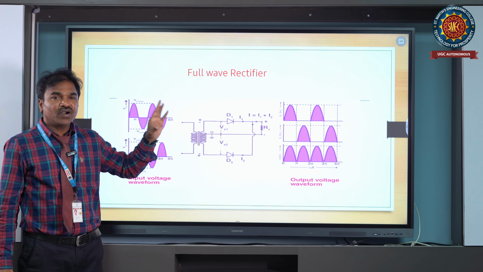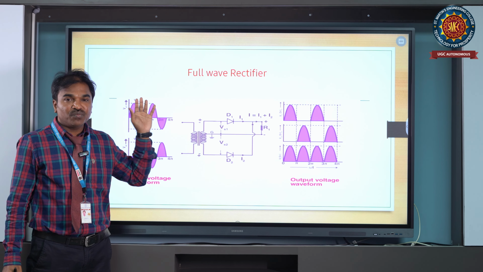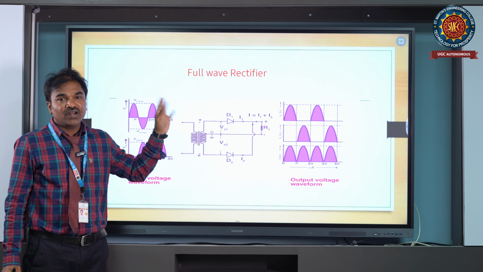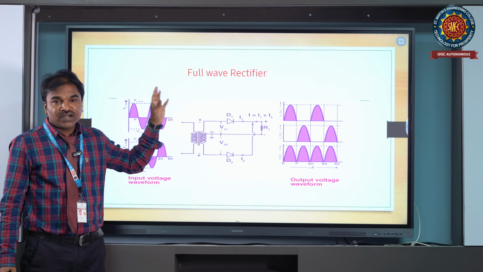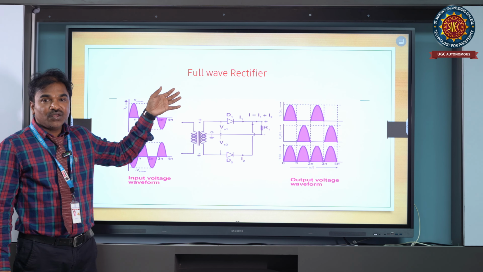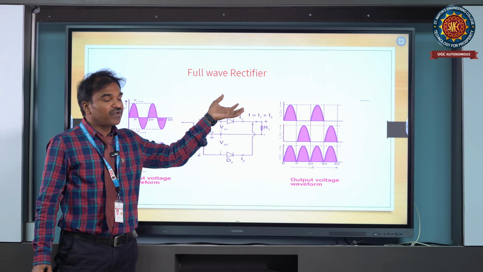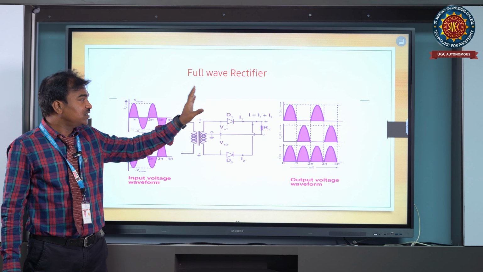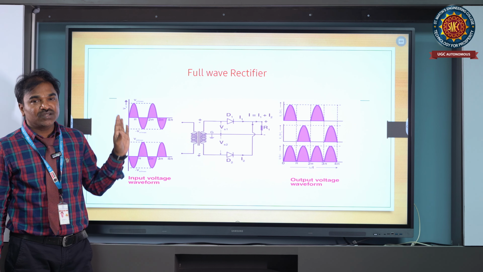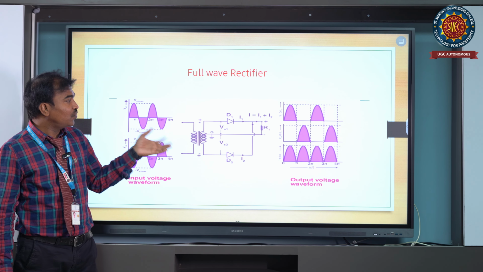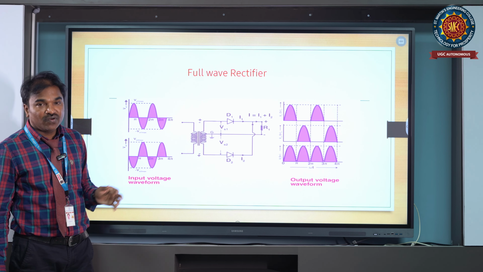Efficiency is less: only 40.6% of the AC input power is converted into DC, and the ripple content is also more. The ripple factor is 1.21, so the ripple content is high. And what is the TUF, the transformer utilization factor? That is 0.286, so the transformer is utilized only about 28%. That's why efficiency is less. How do we overcome this disadvantage? The next one is the full wave rectifier.